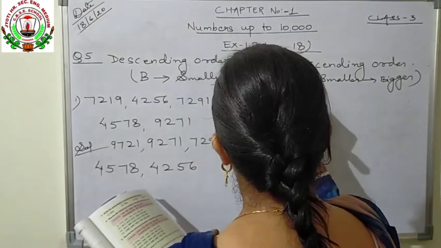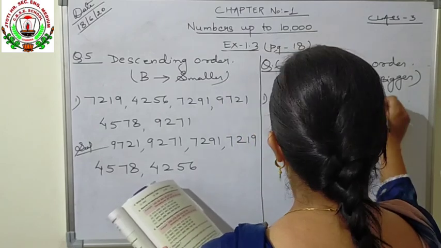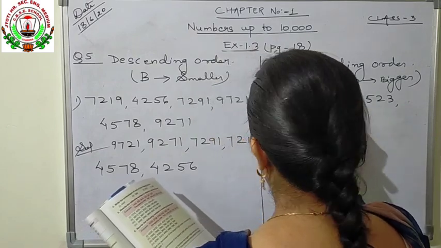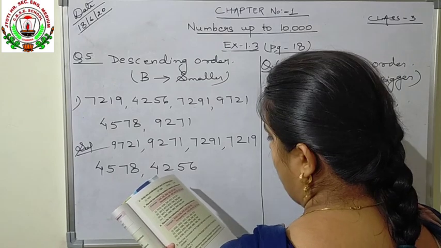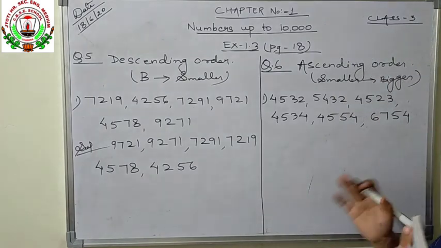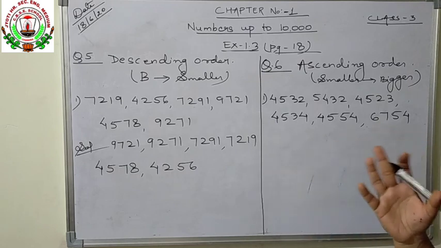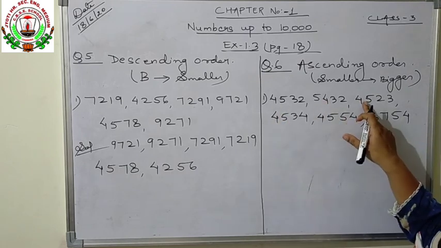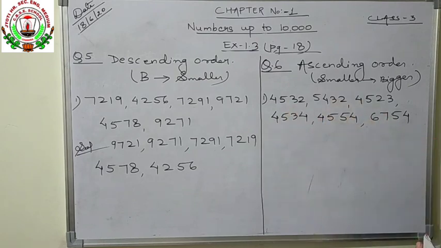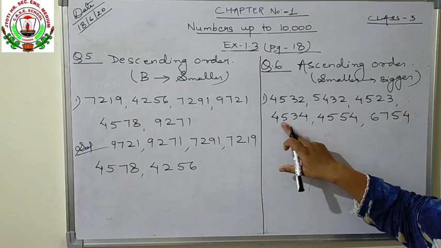Let's solve question number 1. First is 4,532, 5,432, 4,523, 4,534, 4,554, 6,754. So which one is smaller? First we have to find the number which is smaller. Like the same, we will compare the 1000s digits. 4,000, 5,000, 4,000, 4,000, 4,000, 6,000. Among these, 4,000 is the smallest. But several have 4,000, okay? And in the 100s position all are 500.